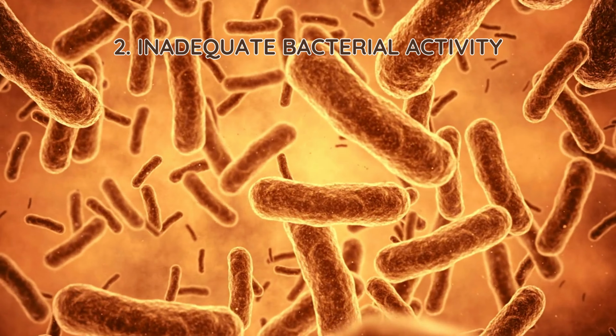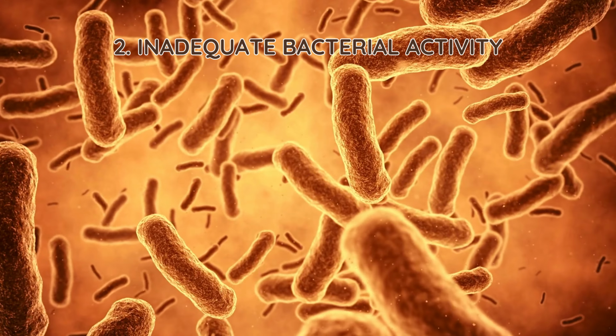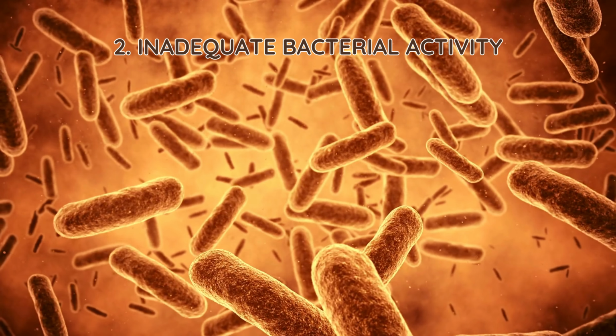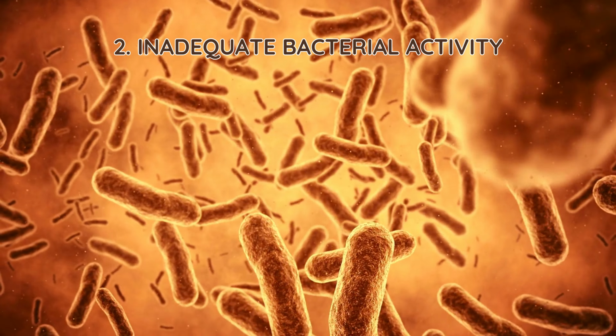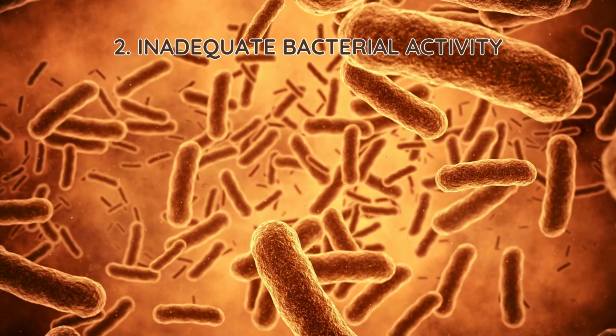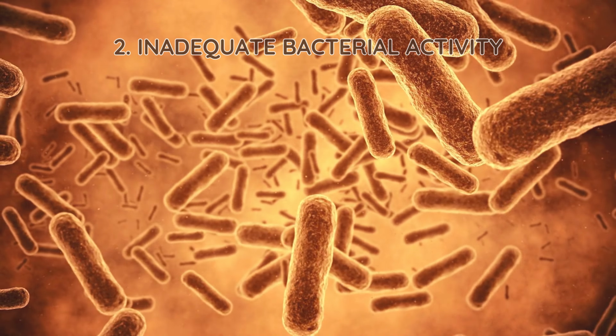2. Inadequate bacterial activity. Septic systems rely on bacteria to break down organic waste. If the bacteria levels are low due to the use of antibacterial products or harsh chemicals, the solids in the tank do not decompose as effectively, resulting in a buildup of sludge.